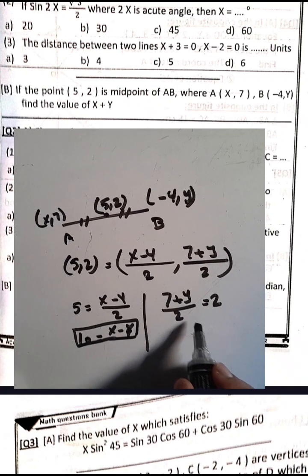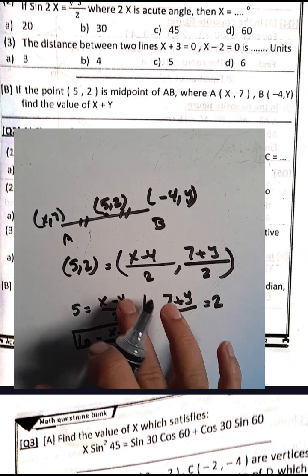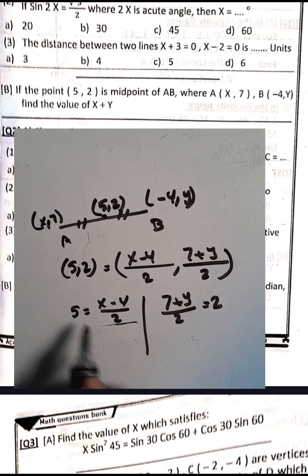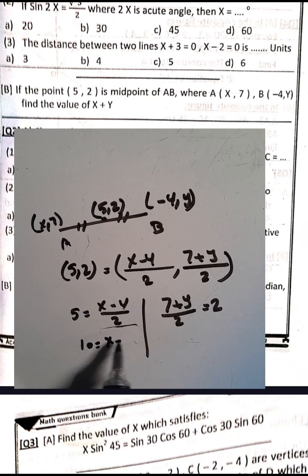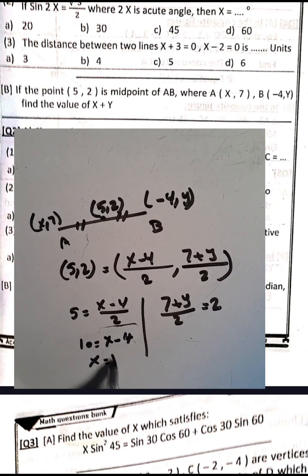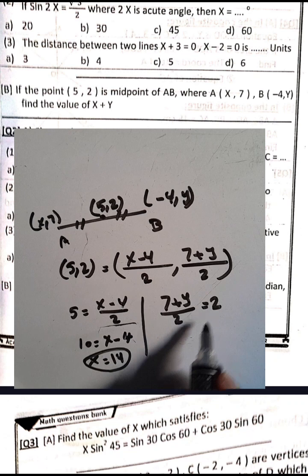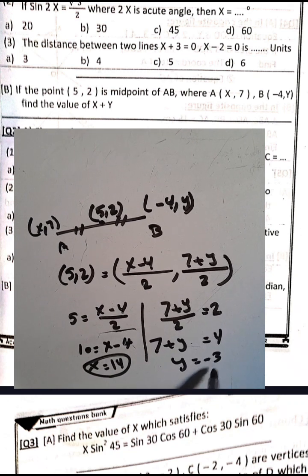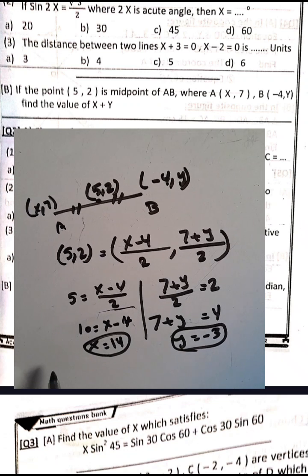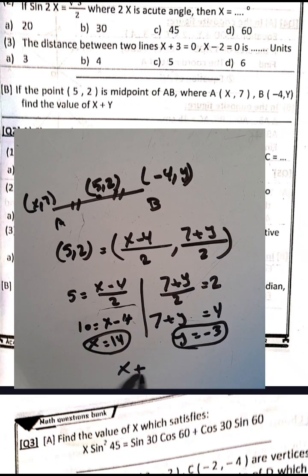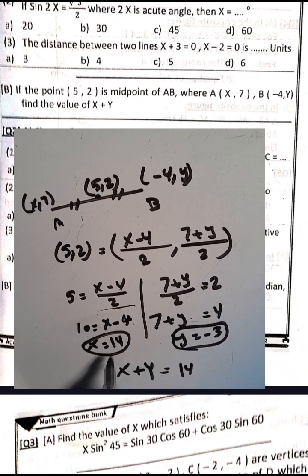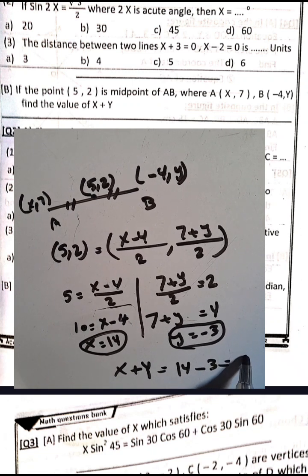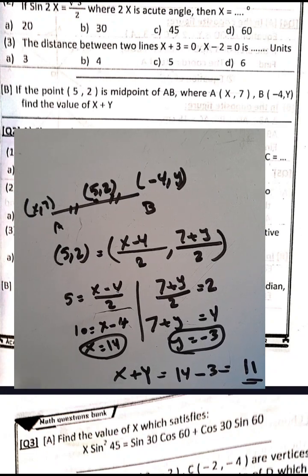Sorry, it was 4. (x - 4) over 2 equals 5, 2 times 5 equals 10, 10 equals x - 4, then x here equals 14. 2 times 2 equals 4, then 7 + y = 4, then y = -3. Then we want to find the value of x + y. Right, x was 14 plus y was -3, the result will be 11. x + y equals 11.